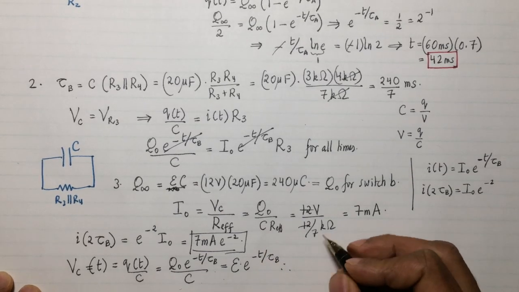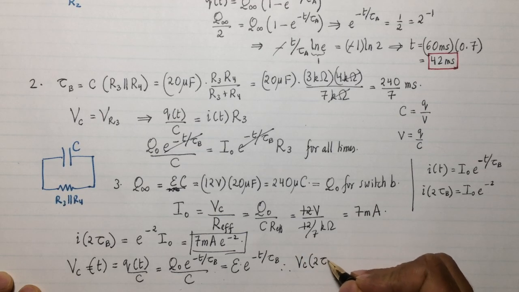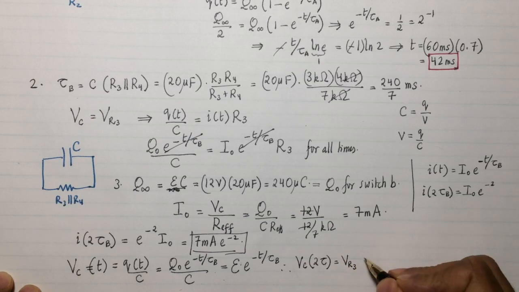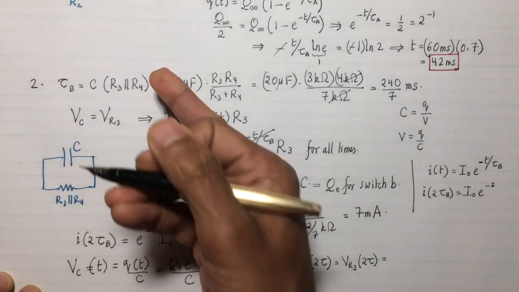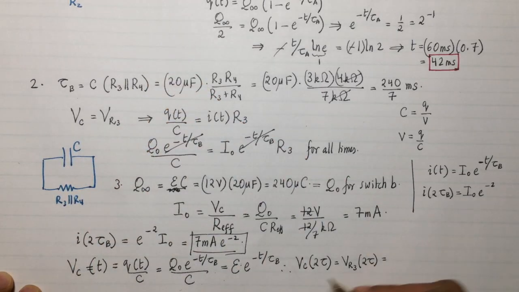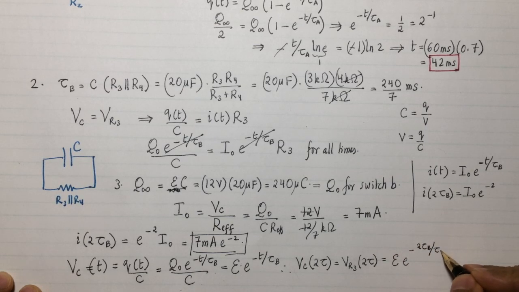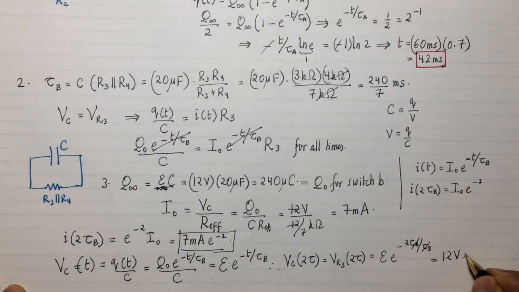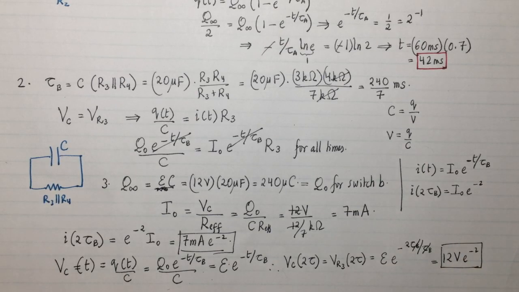Therefore, the voltage across the capacitor at two time constants, which is going to be the same as the voltage across either of the resistors at two time constants, because they're always going to be the same by the same logic as part 2, well, that's just going to be this. So it's E times e to the minus 2 tau b over tau b. So that's going to be 12 volts times e to the minus 2, again whatever that is in your calculator. So this way we have solved the entire problem.